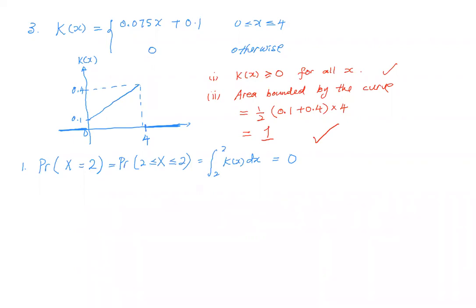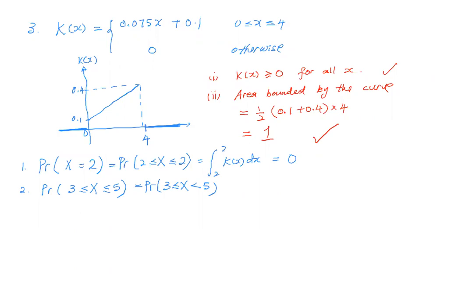Okay, so now if I want to find the probability of X between 3 and 5, it will be the same if I say it like that. Whether there is an equal sign or not, it doesn't matter.